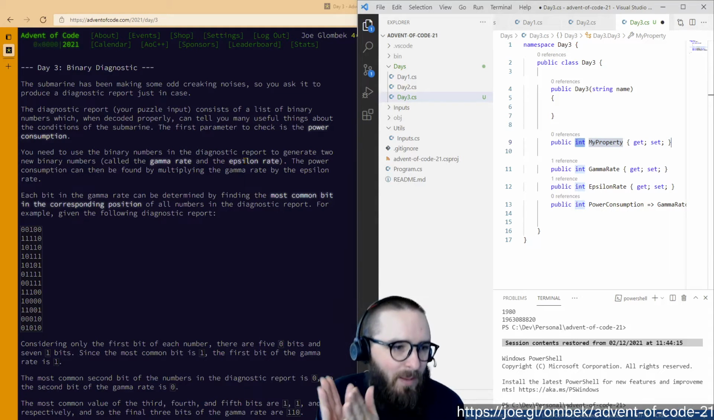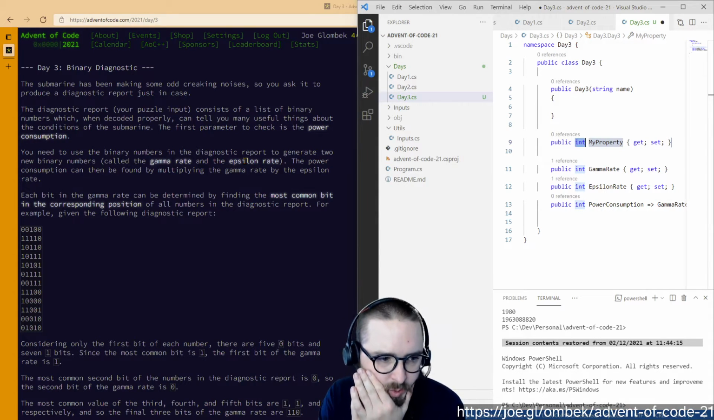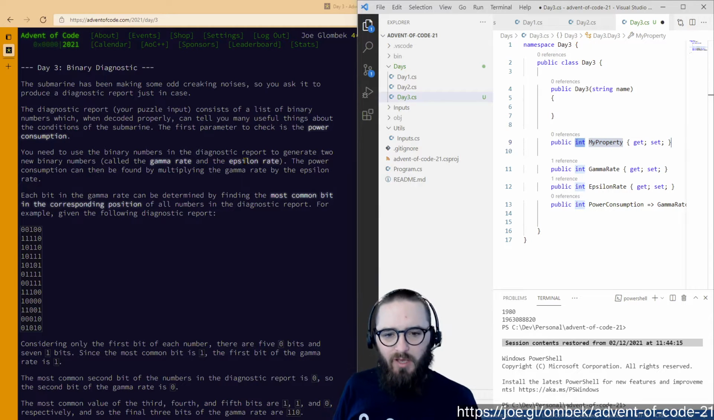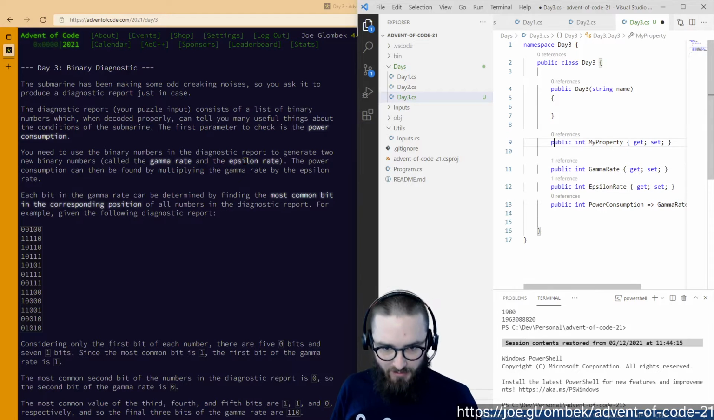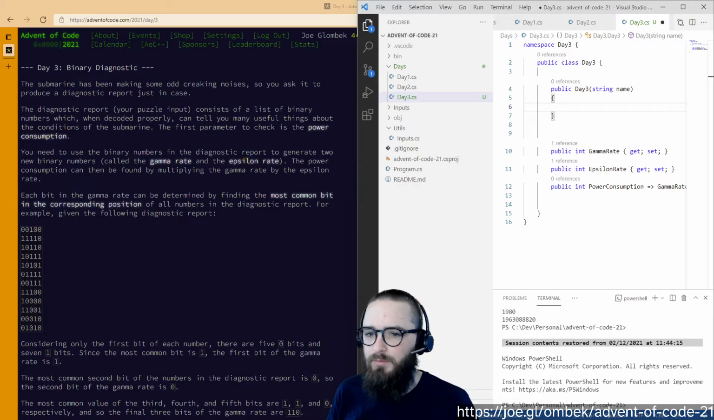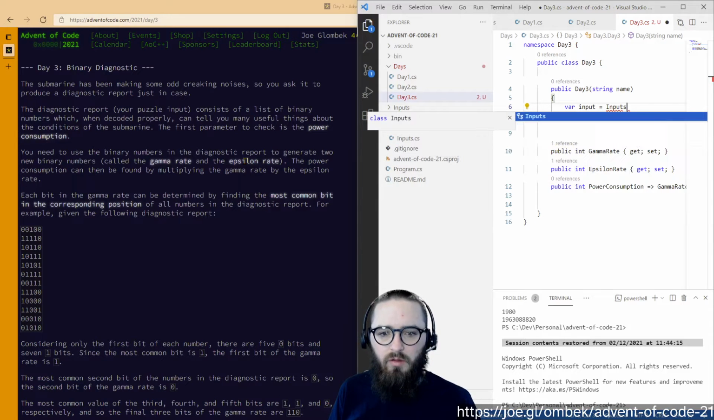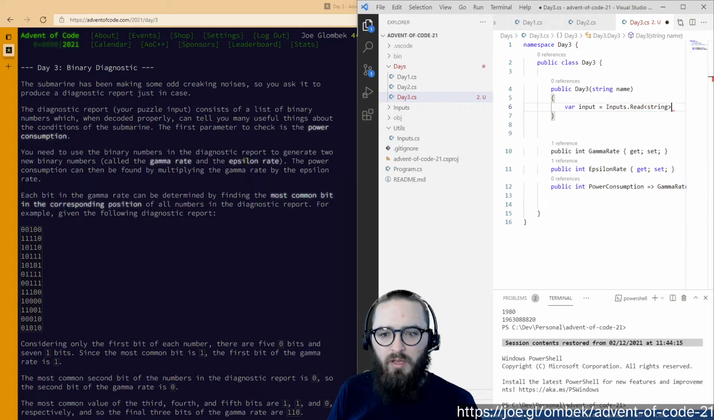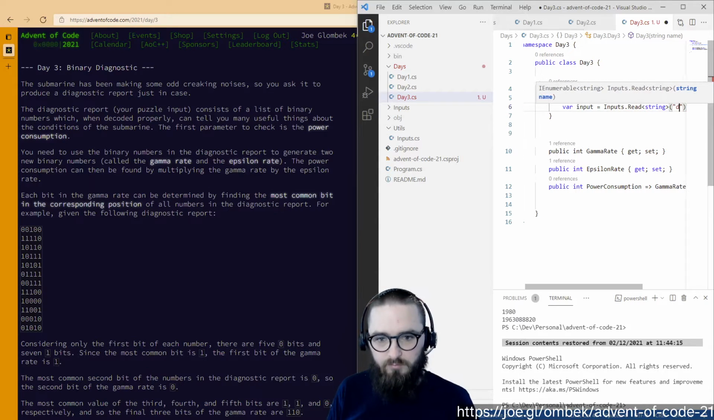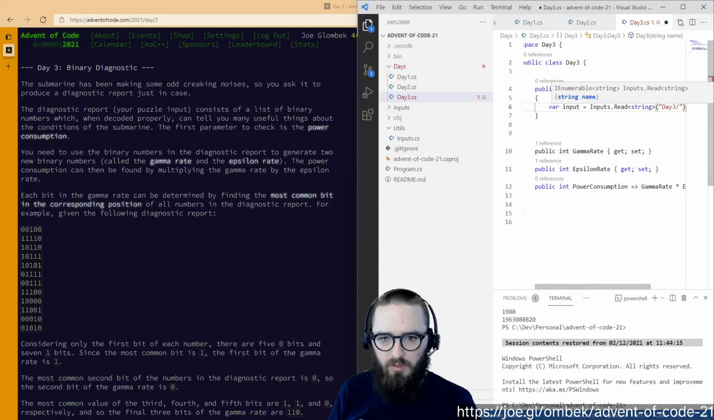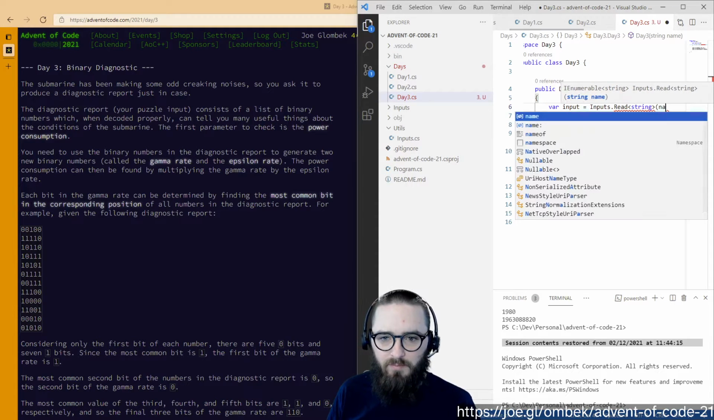I might actually split them into an array of bits. I haven't got time to work this out, spent too long on this. So I'm going to get my input. We're going to grab that as a string, read that as a string from day3. Oh no, from the name that I just passed in as a parameter.